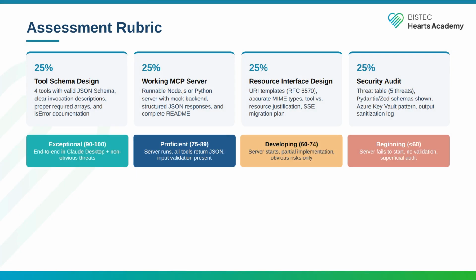The assessment for this session has 4 equal pillars, each worth 25%. Tool schema design evaluates whether your 4 tool definitions have valid JSON schema with correctly typed properties and required arrays, whether descriptions communicate invocation conditions rather than function signatures, whether return formats are documented for both success and error cases, whether tool versus resource choices are well reasoned with specific data access patterns cited, and whether required versus optional classifications are grounded in real support scenarios. The most common deduction here is writing descriptions that describe what a tool does instead of when Claude should call it.